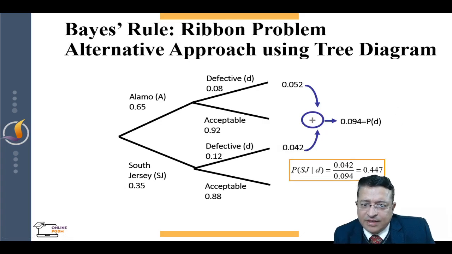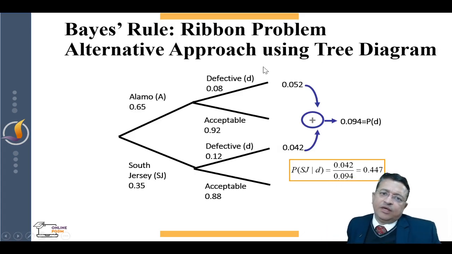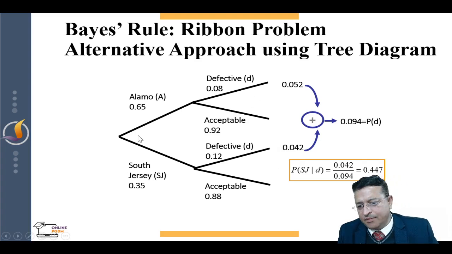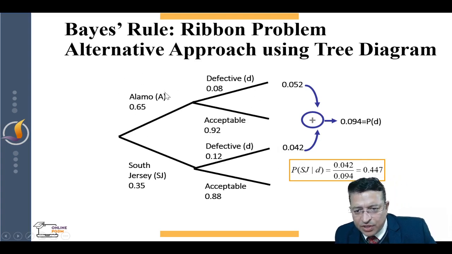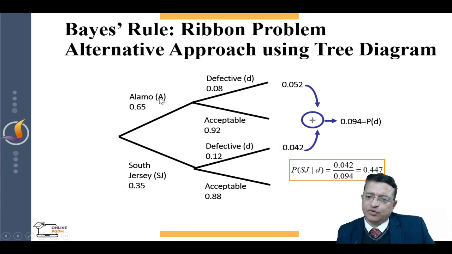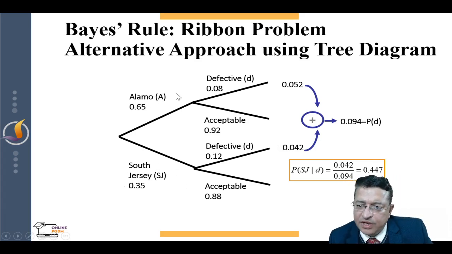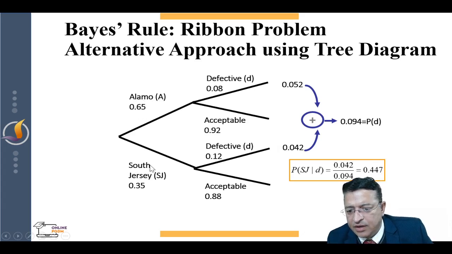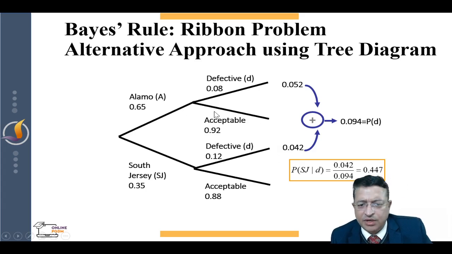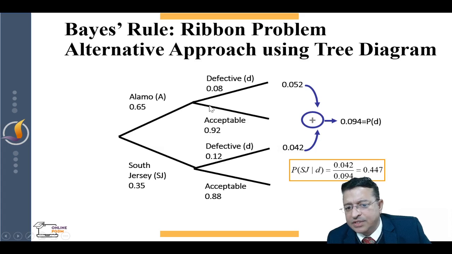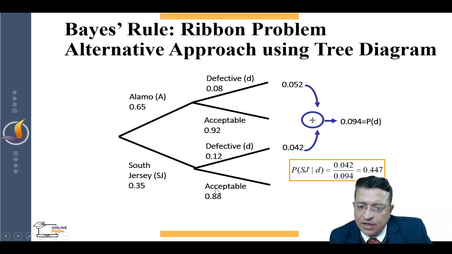This can also be seen or understood easily if we use a tree diagram. For example, we had two cases: either the ribbon is produced by company A or it is produced by SJ, right? So the probability of production by the first company is 0.65, and by the second company 0.35. It could be defective or non-defective, that is acceptable. If it is defective from the first, what are the chances? 8%. Then the acceptable chances, 0.92. If it is defective from the second, what are the chances? 12%. And the chances that it can be accepted, 0.88.